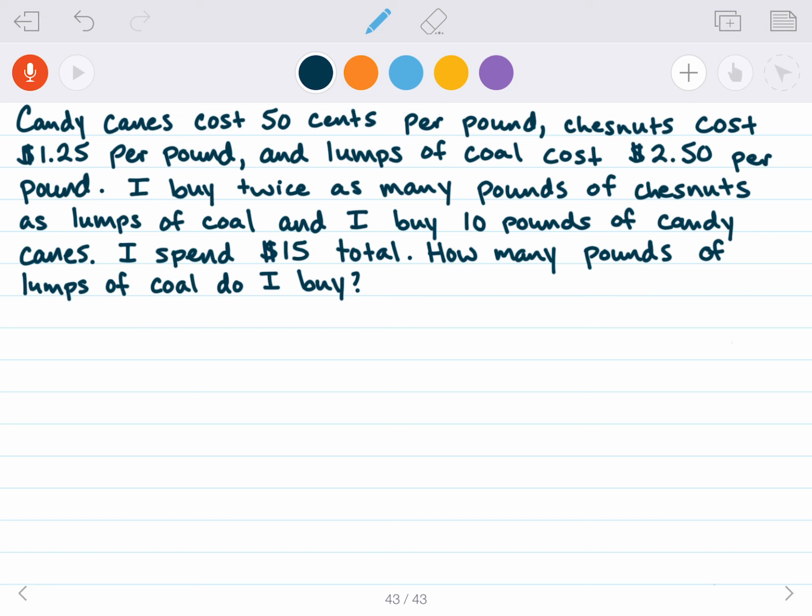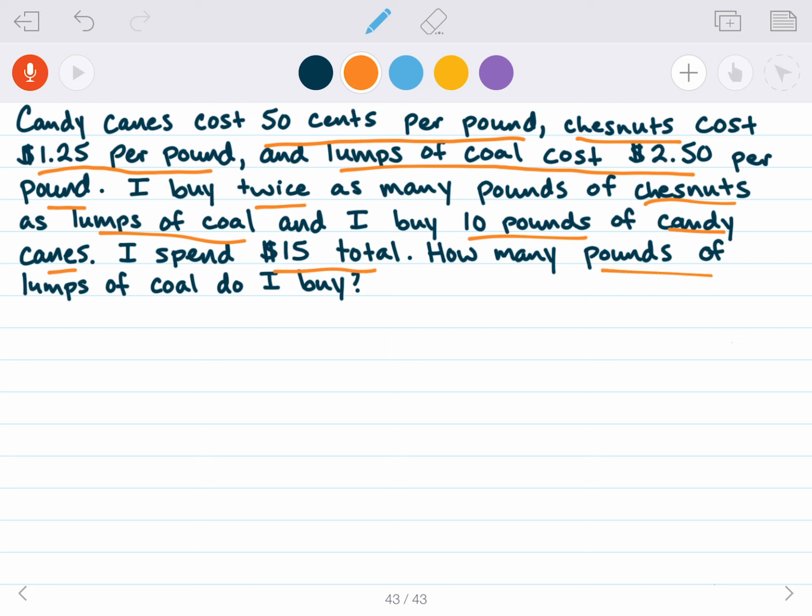So candy canes cost 50 cents per pound, chestnuts cost $1.25 per pound, and lumps of coal cost $2.50 per pound. I buy twice as many pounds of chestnuts as lumps of coal, and I buy 10 pounds of candy canes. I spend 15 bucks in total. How many pounds of lumps of coal do I buy?